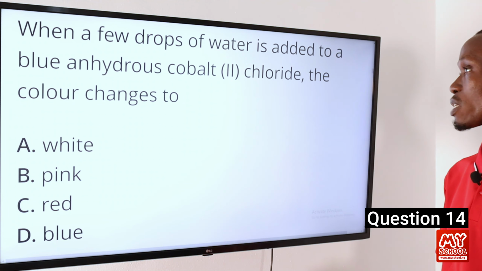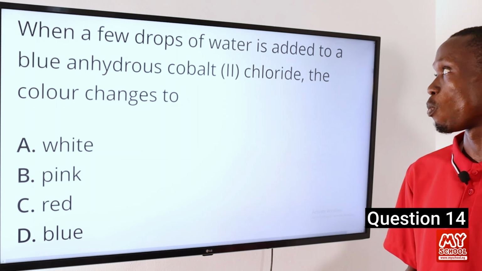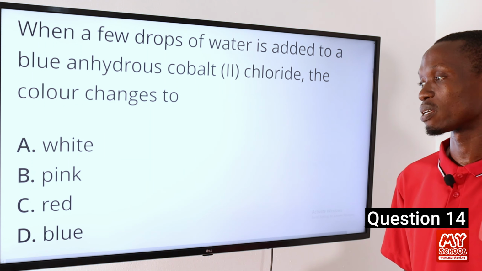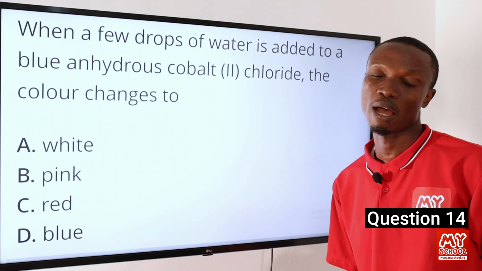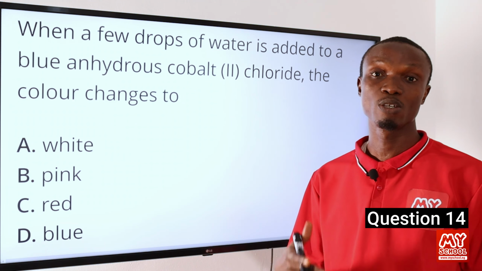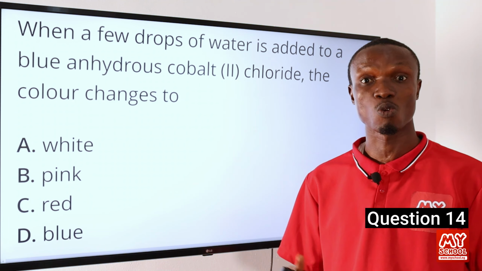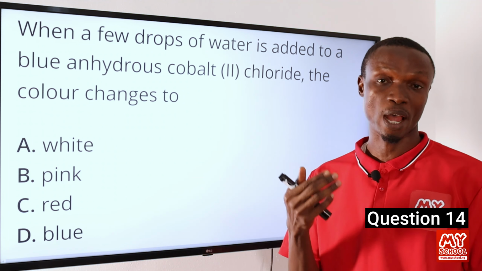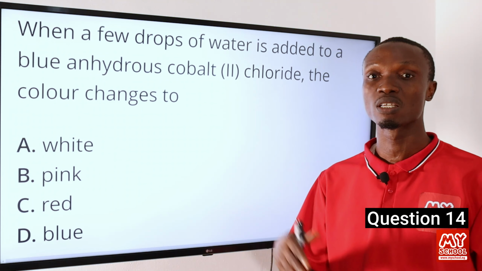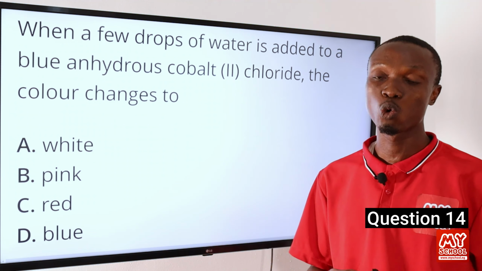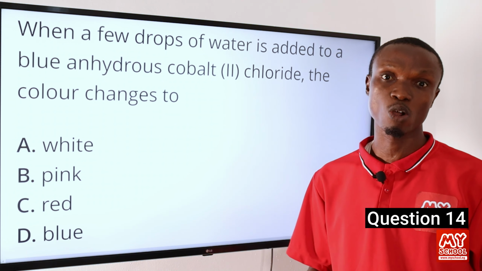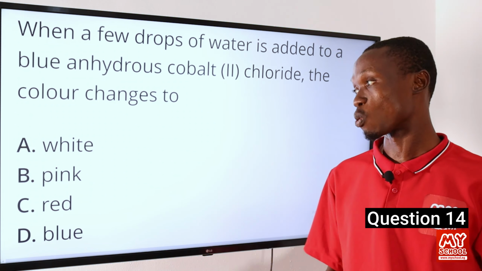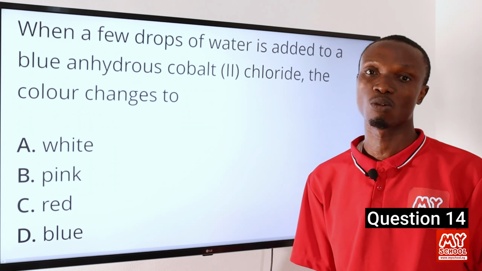When a few drops of water is added to a blue anhydrous cobalt(II) chloride, the color changes to dash. A, white, B, pink, C, red, and D, blue. There are actually two reagents that are normally used in the laboratory to detect the presence of water in a substance. One of them is white anhydrous copper(II) tetraoxosulphate(VI), and the other one is blue cobalt(II) chloride. When anhydrous cobalt(II) chloride comes in contact with water, the color changes from blue to pink. So that makes option B the correct option.